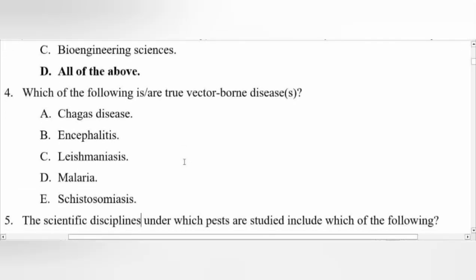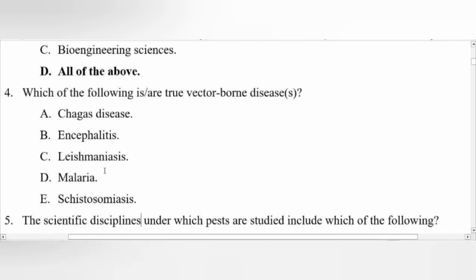Let's go to question number 4. Which of the following is or are true vector-borne disease or diseases? Our first option is A, Chagas disease, B, encephalitis, C, leishmaniasis, D, malaria, and E, schistosomiasis. So which of these do you think should be or is a vector-borne disease or are vector-borne diseases?